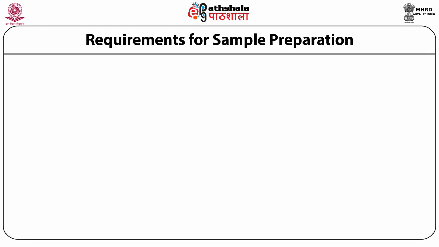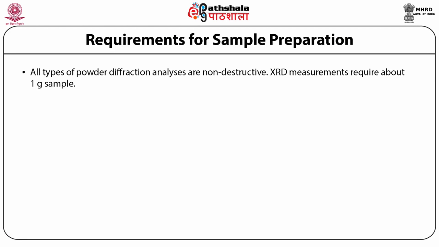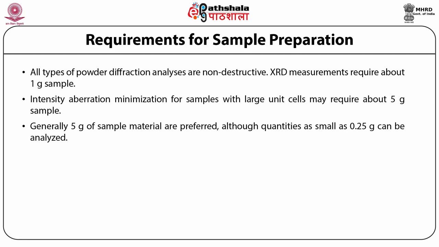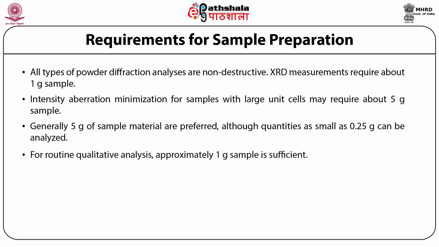First of all, we will discuss the sample preparation for X-ray diffraction analysis. All types of powder diffraction analyses are non-destructive. The XRD measurement requires about 1 gram of the powder sample. Intensity aberration minimization of samples with large unit cells may require about 5 gram of a material. Generally, 5 gram of sample material is preferred, although quantities as small as 0.25 gram can be analyzed. For routine qualitative analysis, approximately 1 gram sample is sufficient for the diffraction analysis.